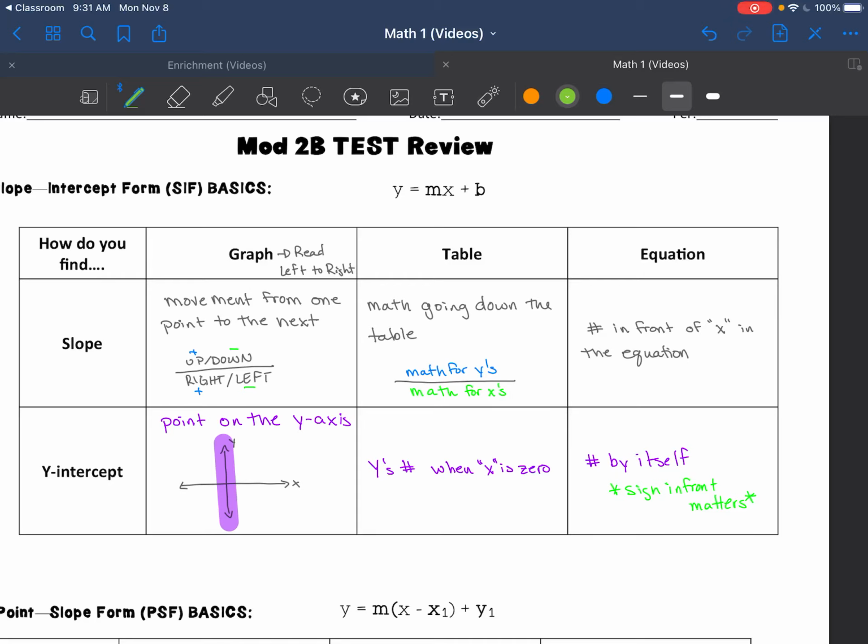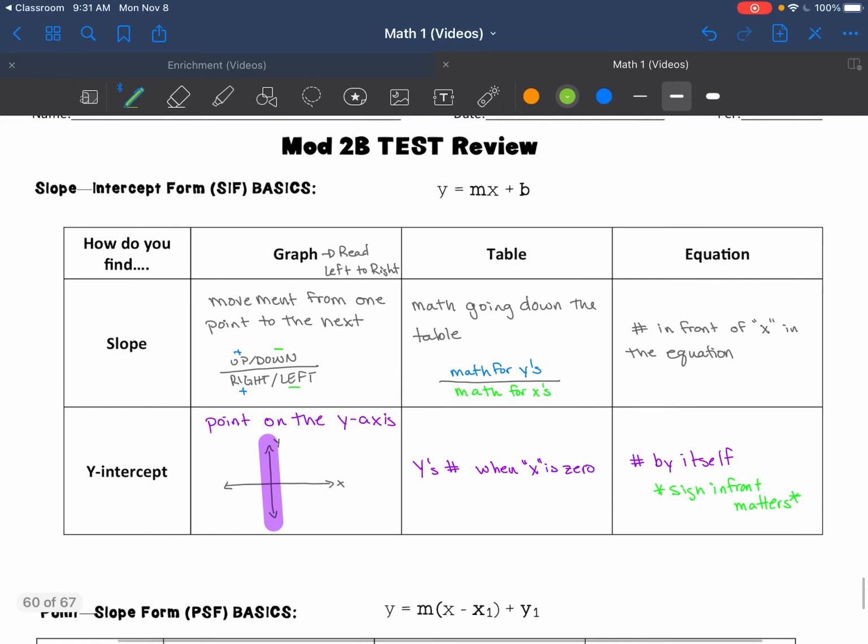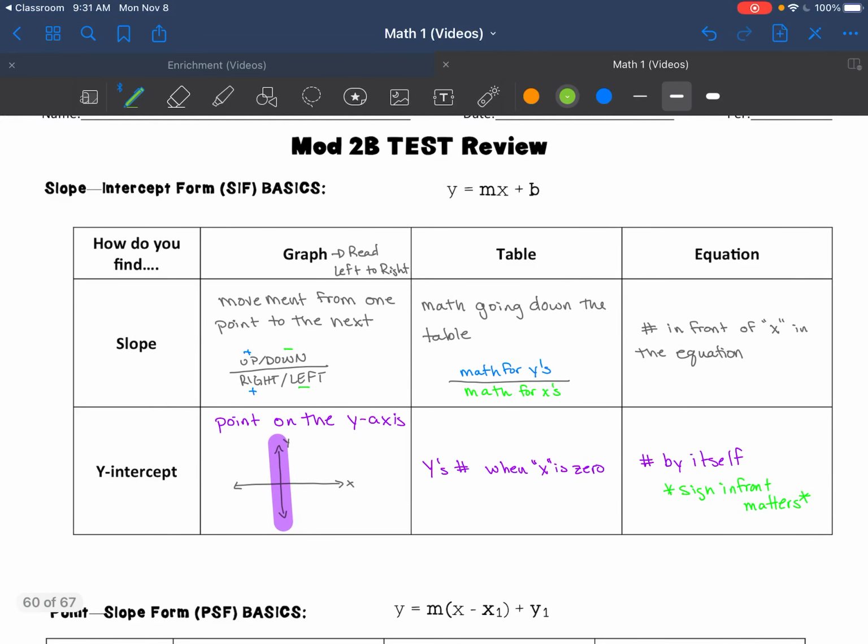All right, so here's the Module 2 test, 2B test review. So this first part's about slope-intercept form. Now remember, this is the basic form, y equals mx plus b. M represents slope, while b represents the y-intercept.